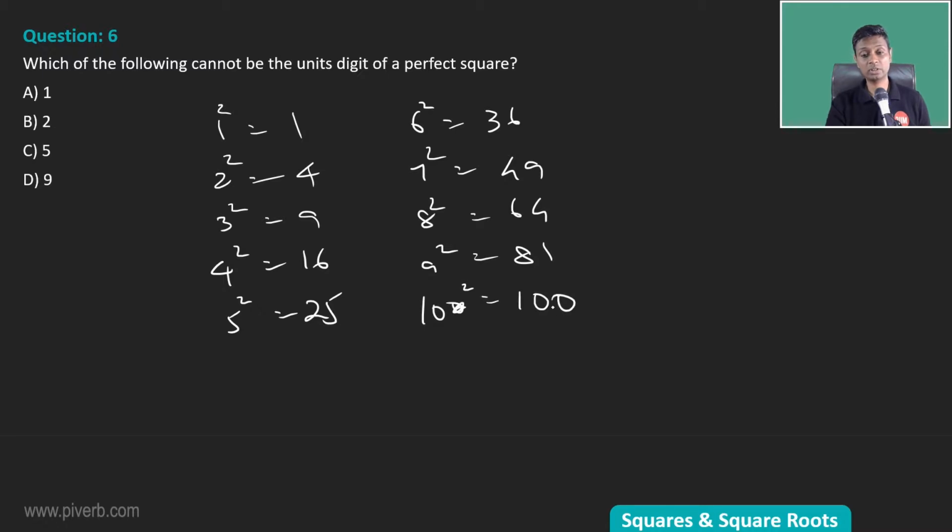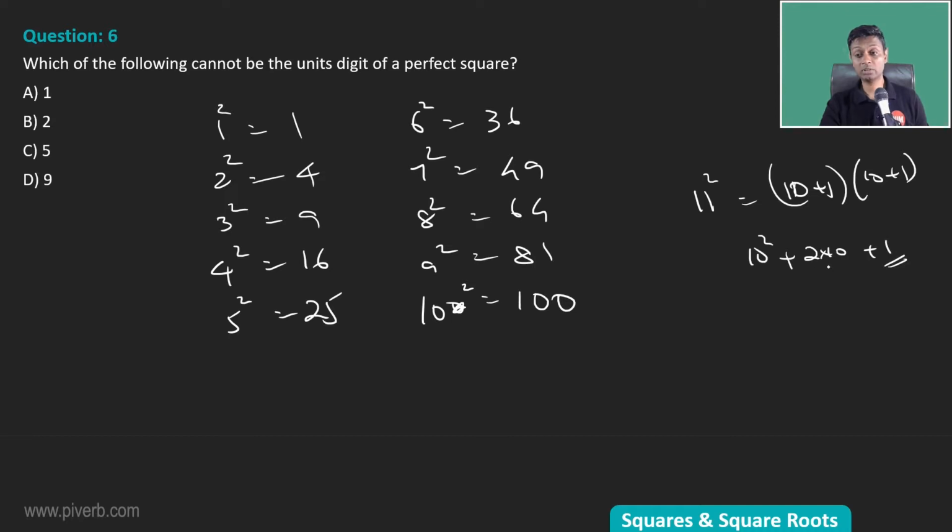10 square is 100. Now 1 square ends in 1, 11 square will also end in 1, 21 square will also end in 1. 11 square is nothing but (10 plus 1) into (10 plus 1), which is 10 square plus 2 into 10 plus 1. This is a multiple of 10, so a multiple of 100. This 1 is remaining, so it ends in 1.